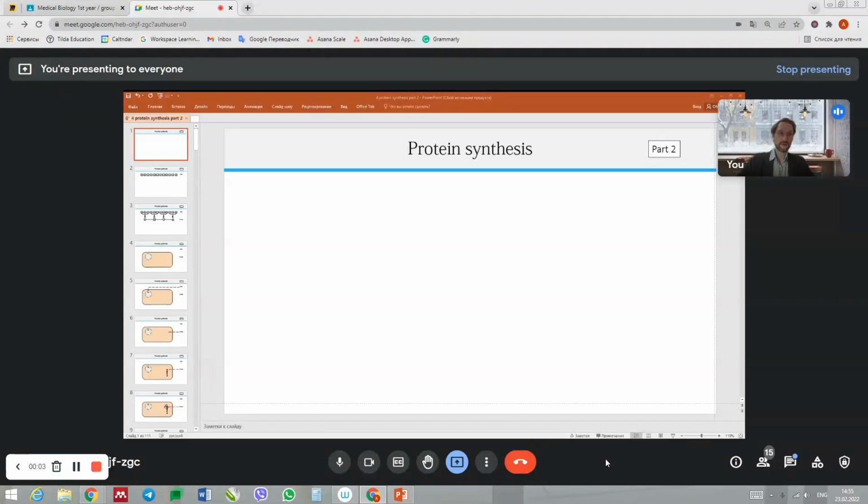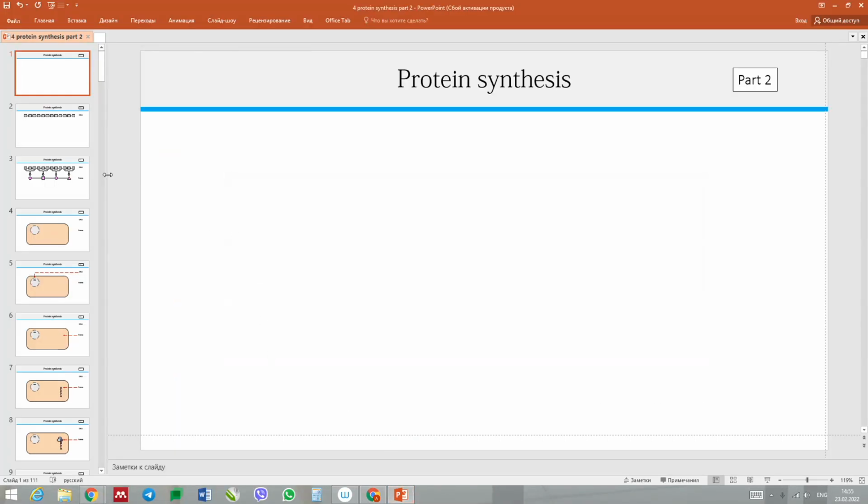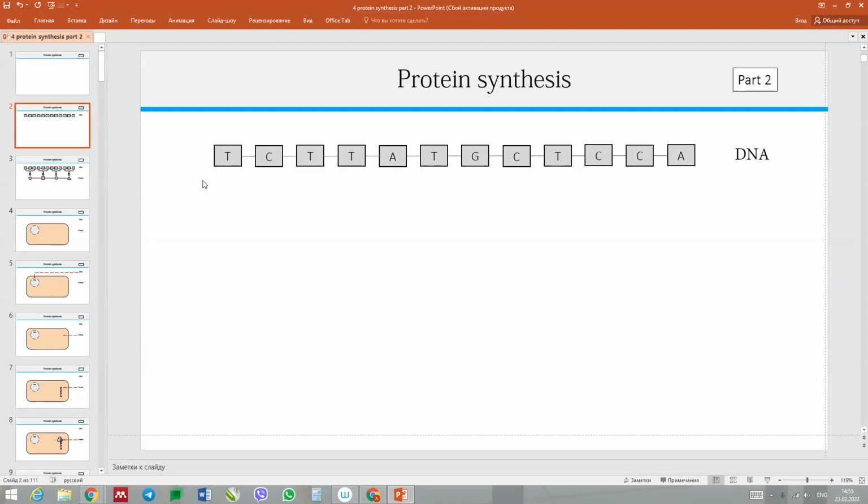So, dear students, today we have our next lecture about protein synthesis, and today we will integrate knowledge about genetic material and knowledge about what happens outside of the nucleus, what happens in the cytoplasm, in order to get protein synthesized. So let's begin. And we will begin from this simplified illustration of one chain of the DNA.